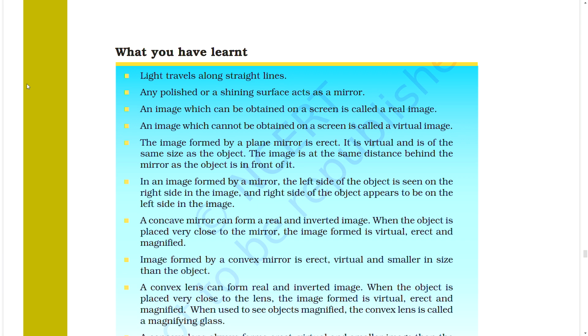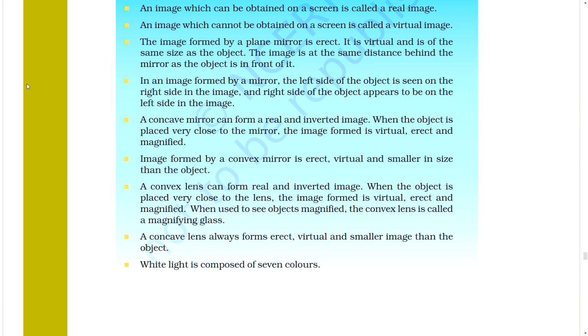A convex lens can form a real and inverted image. When the object is placed very close to the lens, the image formed is virtual, erect, and magnified. When used to see objects magnified, the convex lens is called a magnifying glass. A concave lens always forms an erect, virtual, and smaller image than the object. White light is composed of 7 colors.